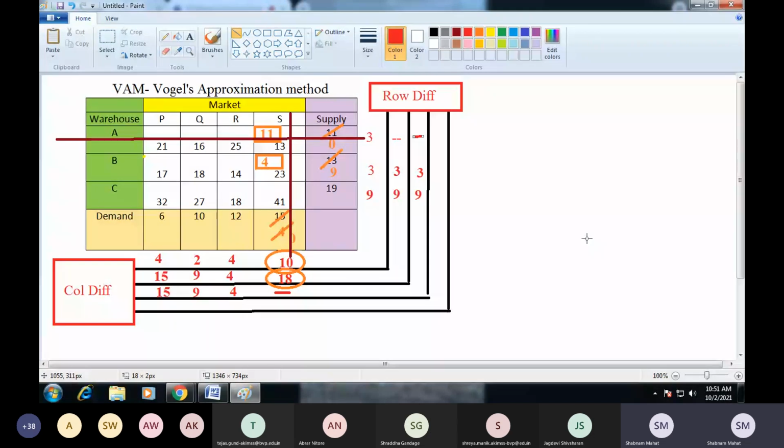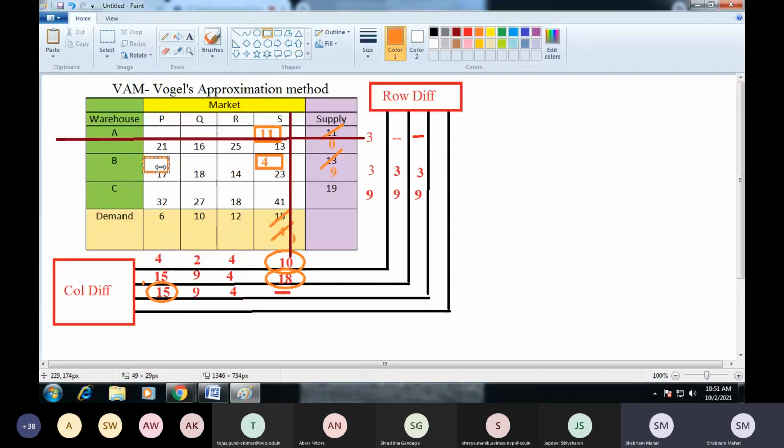So the maximum penalty is 15, which is related to column number 1. This is my maximum penalty, related to column number 1. Now for column number 1, you have to check only the values from column number 1. Column number 1 has only two values, 17 and 32. From 17 and 32, you have to check which is the minimum value. As you know, 17 is the minimum value, so I select this cell for further allocation.